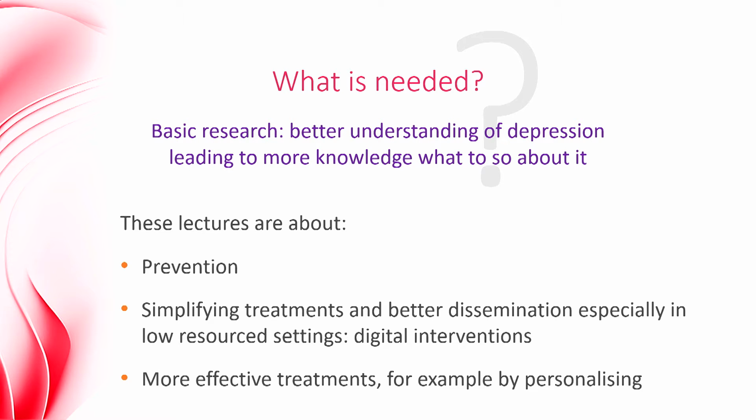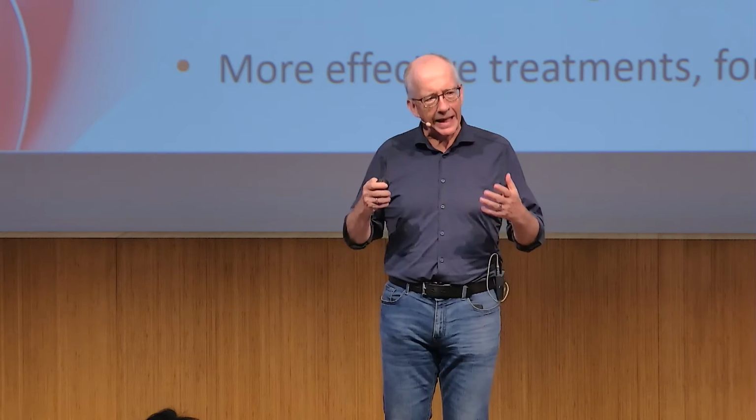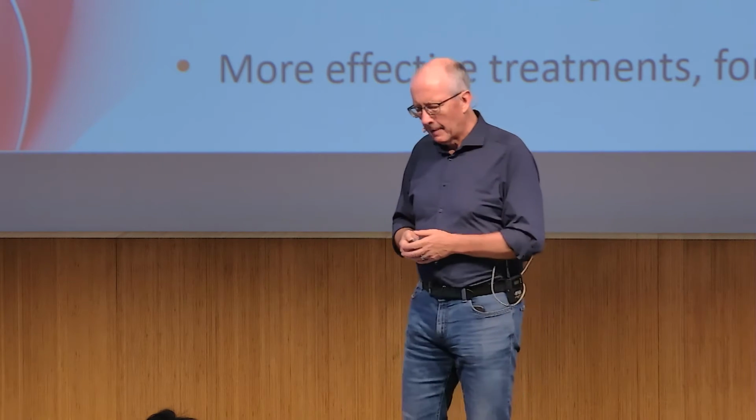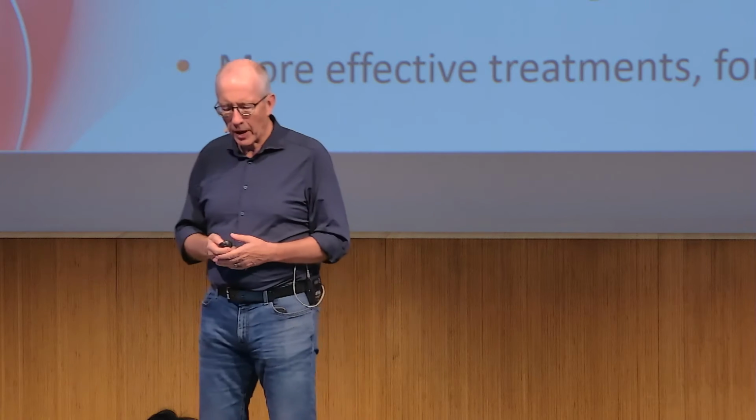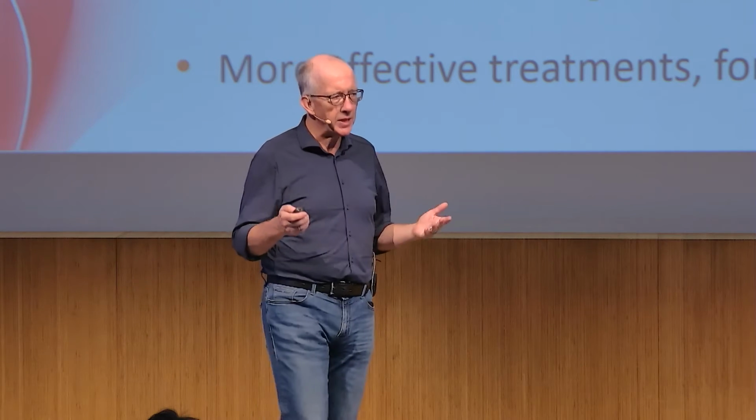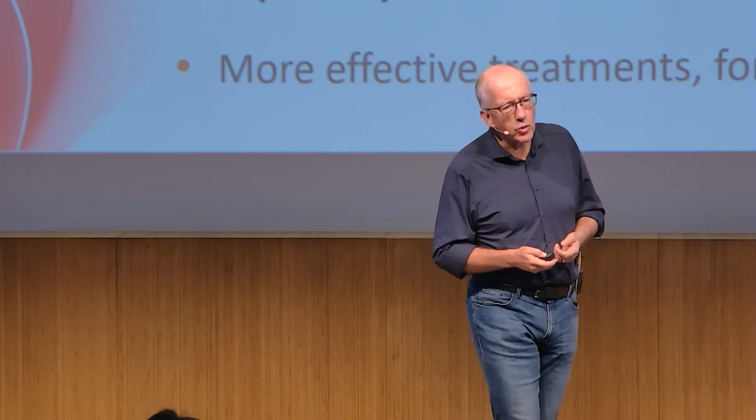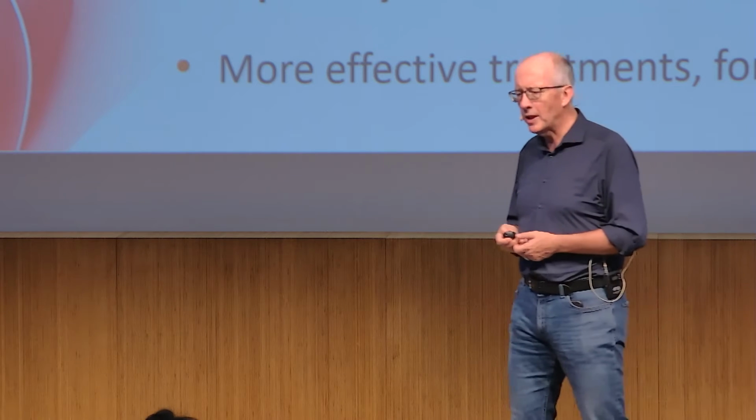Well, first, we can try to prevent the onset of depressive disorders, and my first lecture was about that. This lecture is about simplifying treatments and better dissemination of the knowledge that we already have, getting it to the people who need it. And the next lecture will be about more effective treatments, because that's another option, that we can make better treatments than the ones we have now. So now we're going to talk about how to simplify treatments and how to disseminate them.